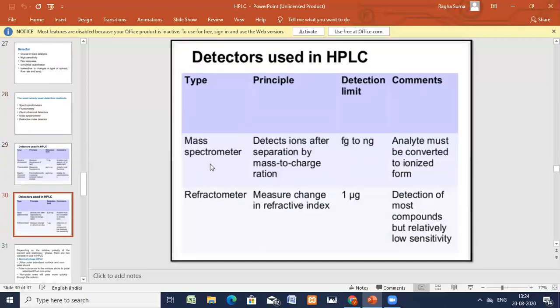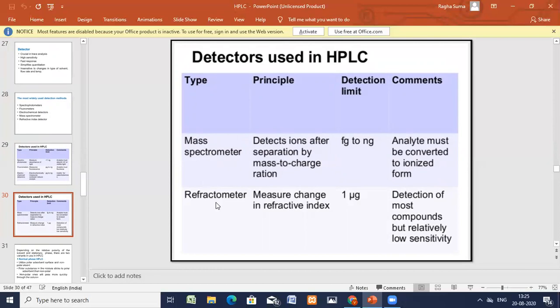The mass spectrometer detects ions after separation by mass to charge ratio. The analyte must be converted to the ionized form so that the ionized m/z values will be recorded. This is the main principle: the analyte should be able to convert to the ionized form, and by taking the m/z value the mass spectrometer detects the signal.